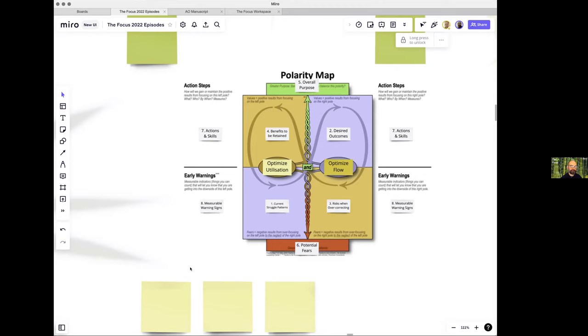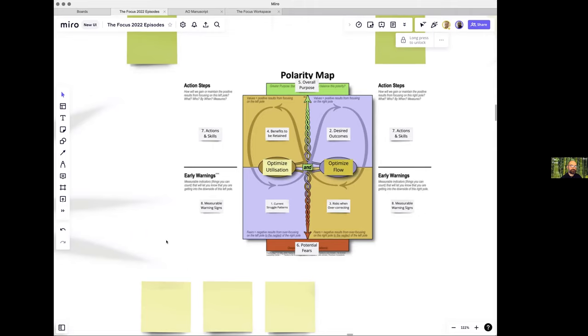We'll then look at some actions and skills we can have in order to keep things above that line where we have things in balance, and what are the measurable warning signs, those early warning signs that we can look out for when we notice one of the two slips back into old habits and practices inside your context.